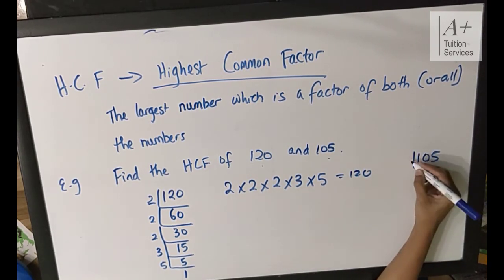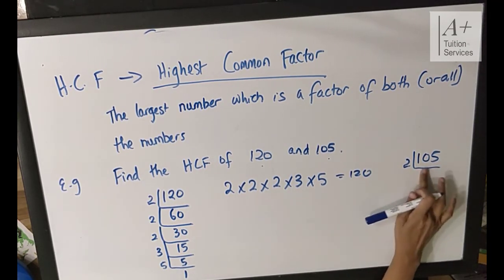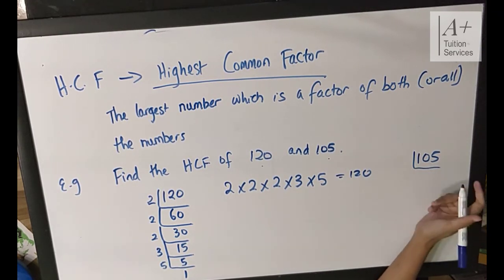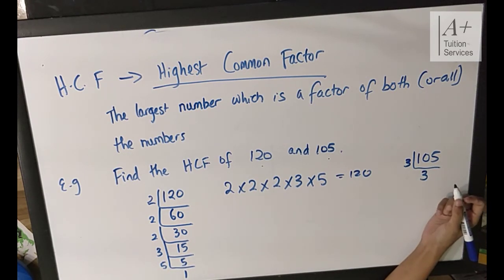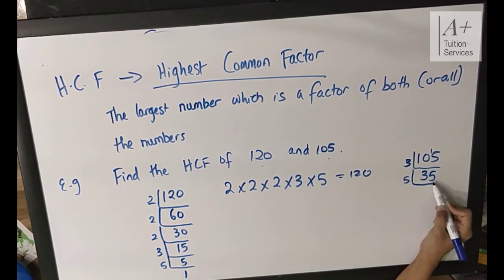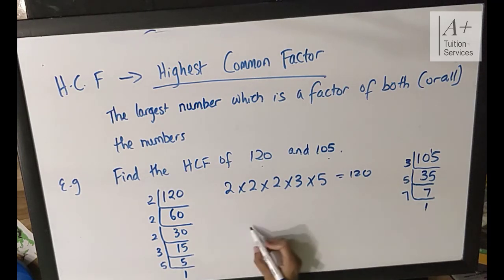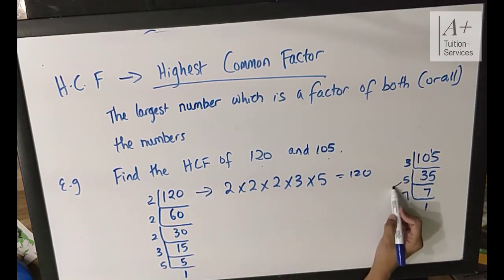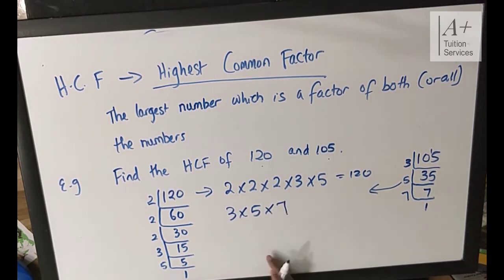105 now, divide by 2 is, we can't divide by 2 because it will end up with a remainder. So we can say 3, right? 3 into 10 is 3, remainder 1, and this will give me 5. So now I can say 5 into 35 is equal to 7, and then 7 into 7 is 1. So the factors for this one are 3 multiplied by 5 multiplied by 7.